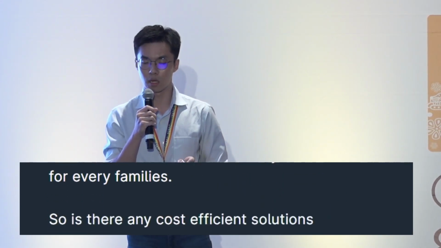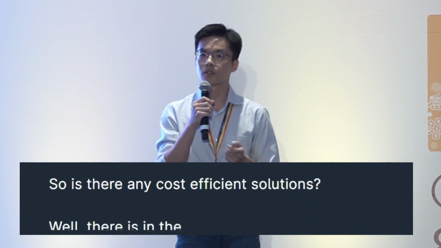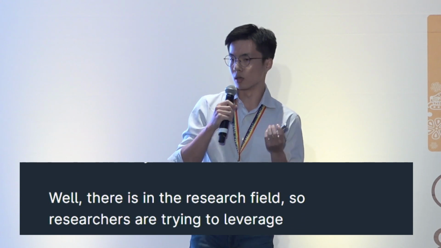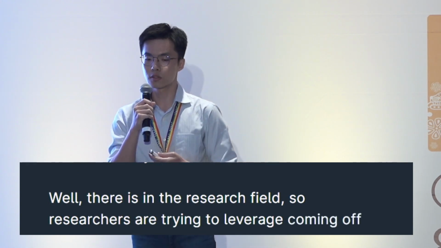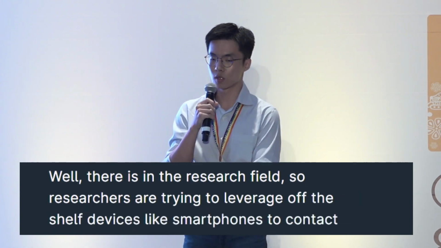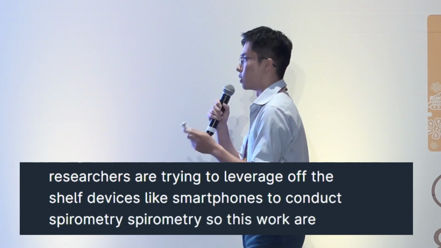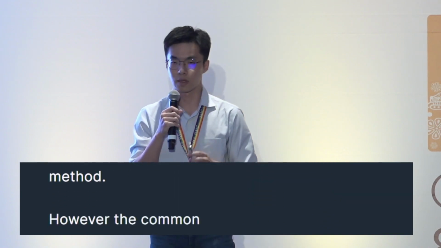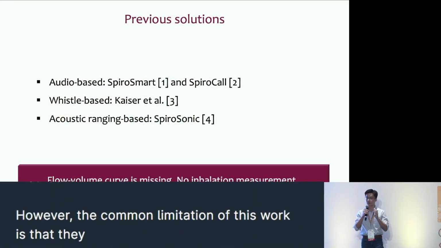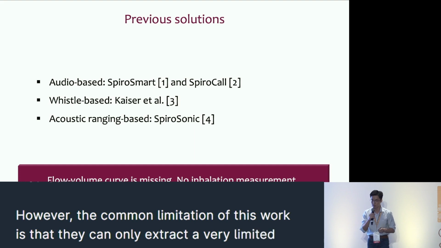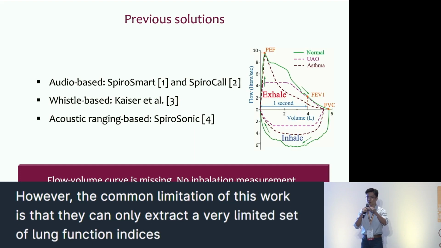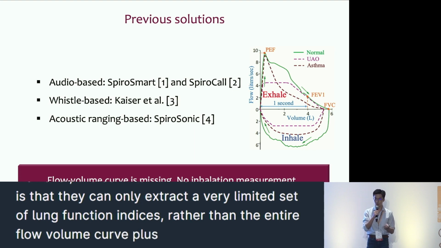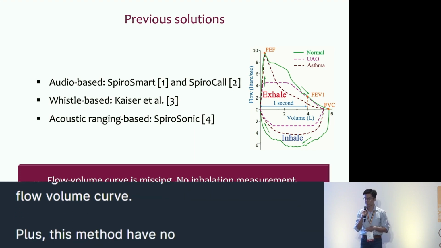Well, there are in the research field. Researchers are trying to leverage common off-the-shelf devices like smartphones to conduct spirometry. However, the common limitation of these works is that they can only extract a very limited set of lung function indices rather than the entire flow volume curve. Plus, these methods have no inhalation measurement.